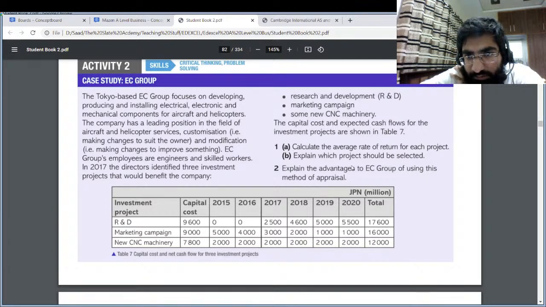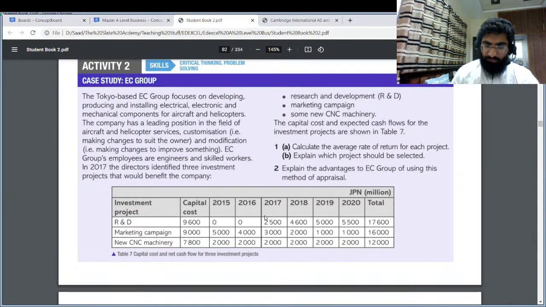Explain the advantages of using this method of appraisal. Okay. Would you like to attempt this right now again? Yeah. Okay, please go ahead.